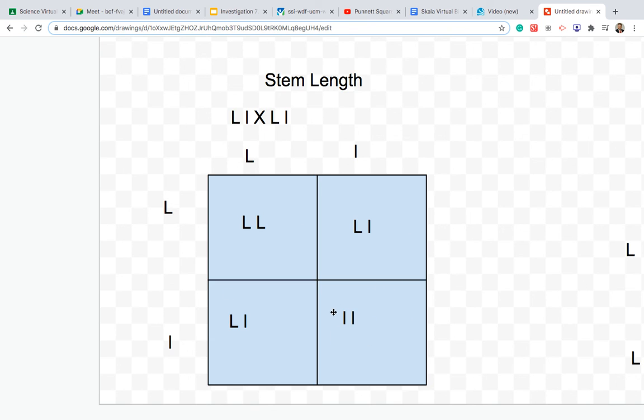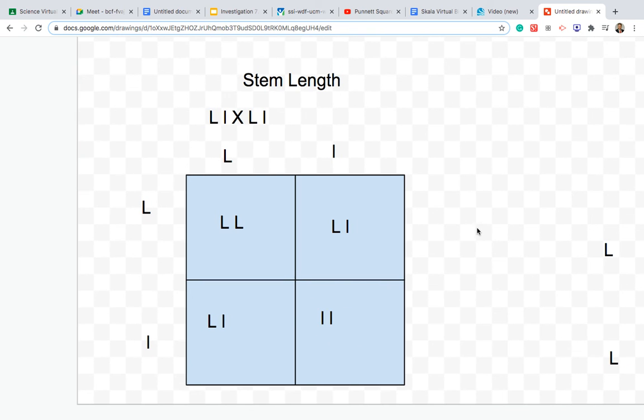Then if we look at our 2 little l's, those are the recessive, meaning it would be short. So it's a 75% chance it will be tall and a 25% chance that it will be small. So that's what we talked about today in class.